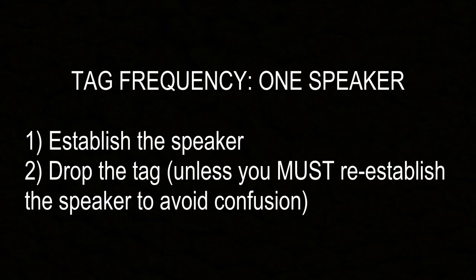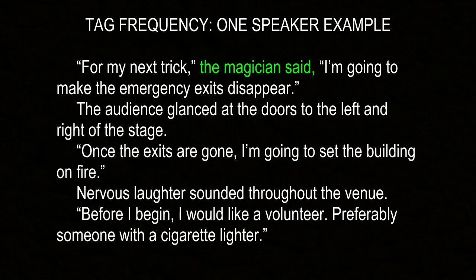And for the first example, it's going to be one where you just have one single speaker. And in this case, you only need to use a tag once. So here's an example. We'll say we're at a magic show and the magician is speaking to an audience. And it starts by saying, "For my next trick," the magician said, "I'm going to make the emergency exits disappear." The audience glanced at the doors to the left and right of the stage. "Once the exits are gone, I'm going to set the building on fire." Nervous laughter sounded throughout the venue. "Now, before I begin, I would like a volunteer, preferably someone with a cigarette lighter." So we have 3 different lines of dialogue here, and we only need to use a tag once because it's only one person speaking, and even though the audience is reacting to what he's saying, we still only have one person speaking.